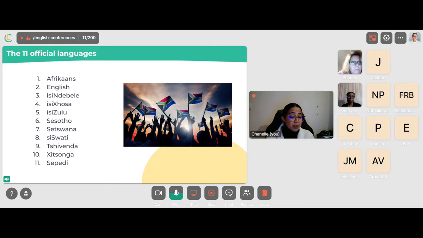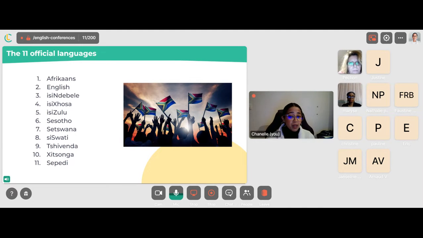So let's talk about the 11 official languages. I will pronounce them for you. I do not speak all of these languages. I speak Afrikaans and English. So that's the first two official languages of South Africa. And in no particular order, because all languages carry the same political weight in South Africa. None is more important. It just so happens that English is the widest spoken in South Africa.